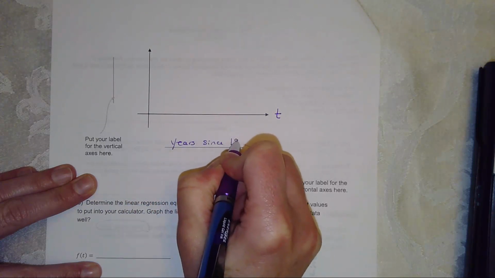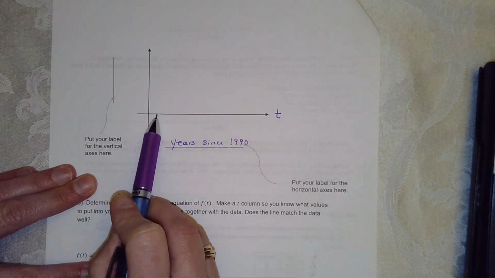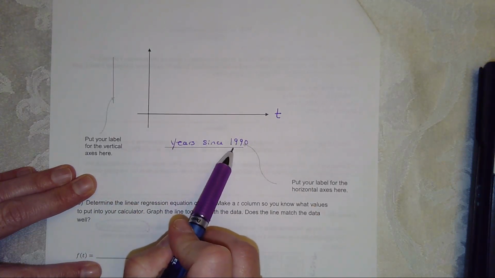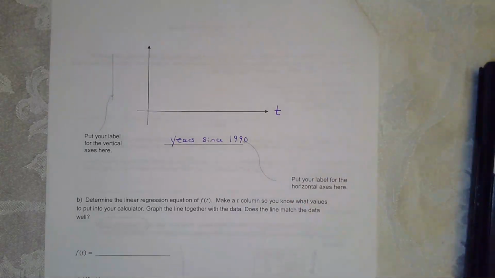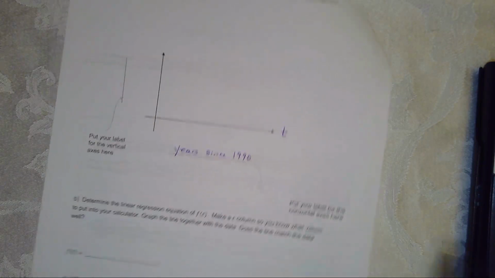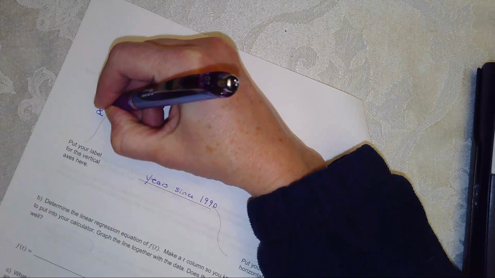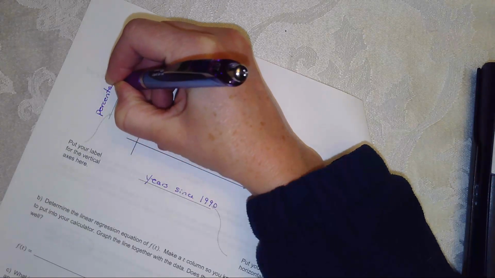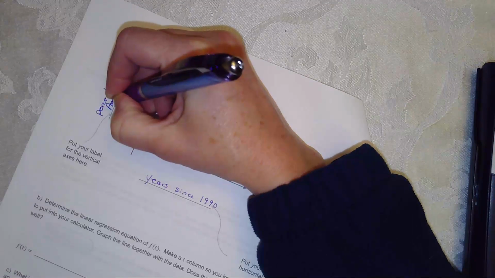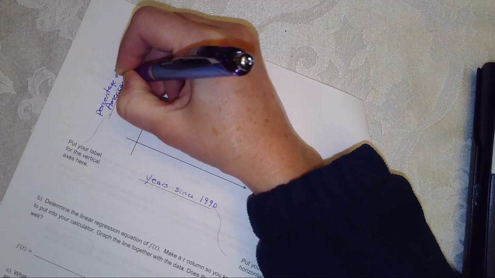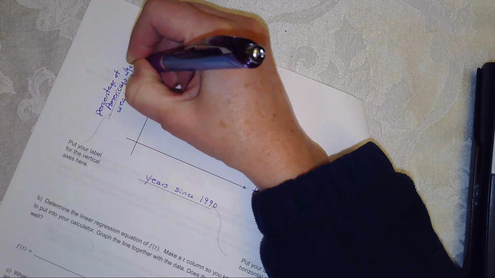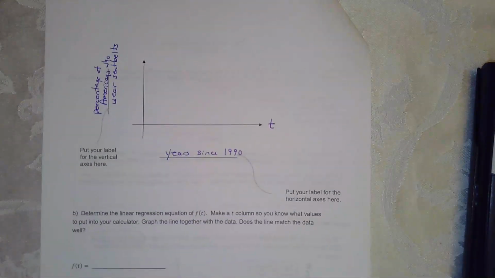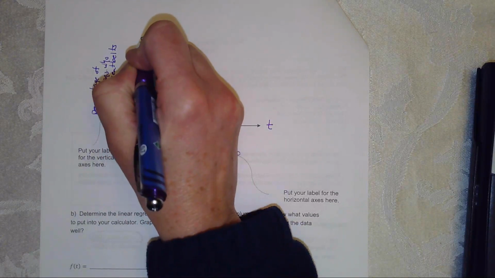So it's labeled T, where T is years since 1990. If we found T equals 2 on this graph, we would know that corresponds to the year 1992. And on the vertical, the up and down, if you flip back, that was the percentage of Americans who wear seatbelts. They call this P or F of T. It's the same thing.